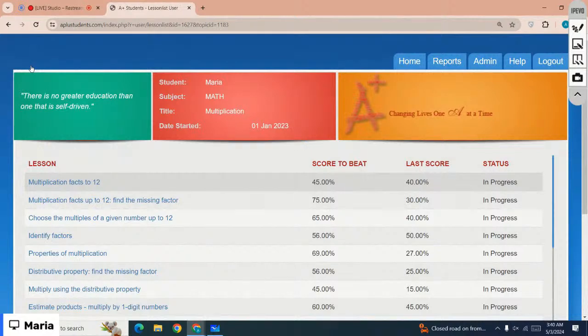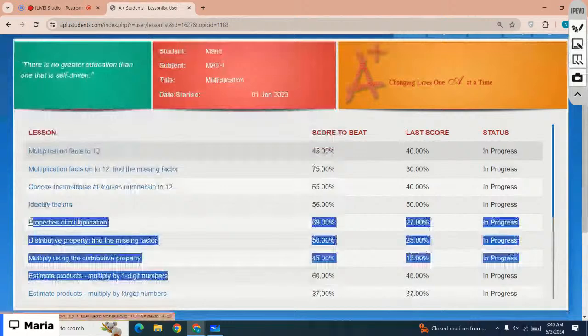Okay, so we were working on grade 4 math. The chapter we're working on is multiplication. The lessons we have covered today are properties of multiplication, distributive property, find the missing factor, multiply using the distributive property, estimate products, multiply by one digit number, right? So please make sure before the next session you complete all the practice questions for the lessons we did today. That is your homework until the next session, right?